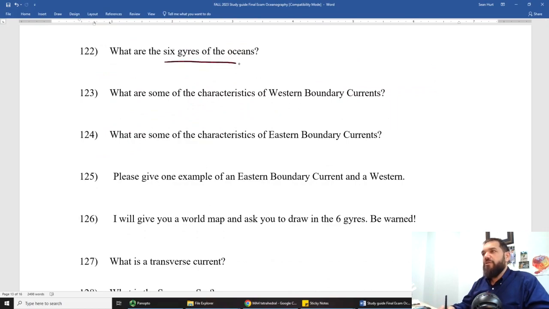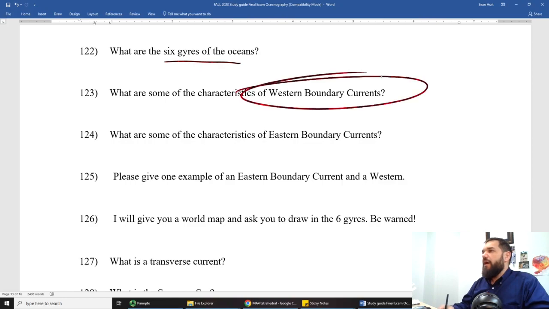What are the 6 gyres of the ocean? We went over that already. North Atlantic, South Atlantic, North Pacific, South Pacific, Indian, and Southern. In the Southern Ocean, you have the west wind drift, a.k.a. the Antarctic Circumpolar Current. All right, let's go over different currents that make up the gyre.